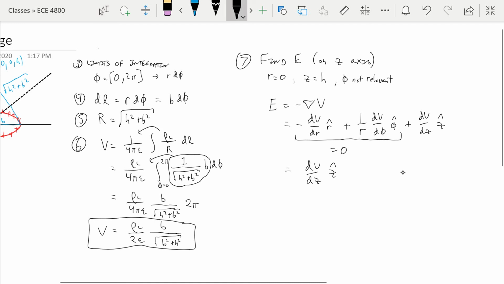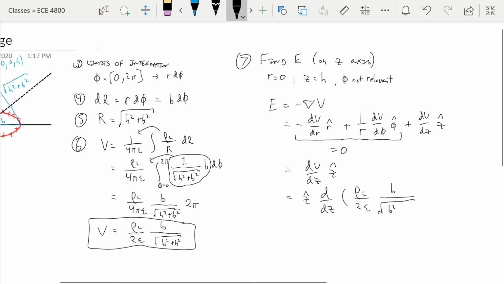All right, and so we can do this as z hat, and we're going to take the derivative with respect to z, so d/dz, of the potential that we found. We just substitute rho L over 2 epsilon, b over the square root of b squared.